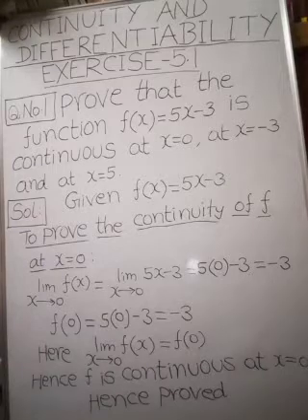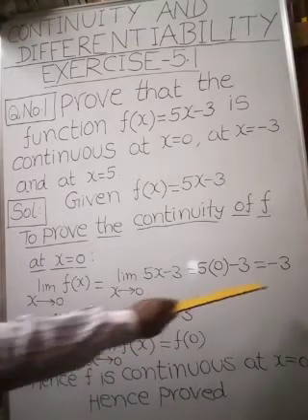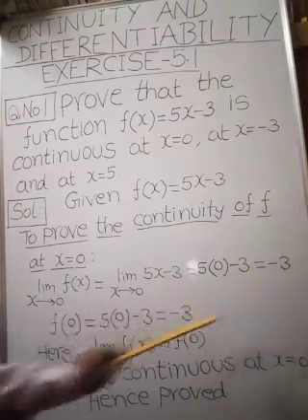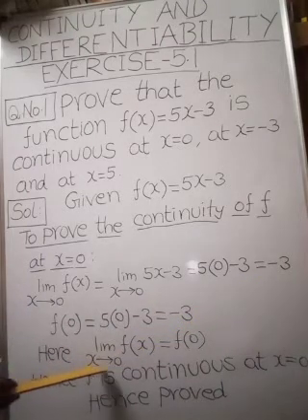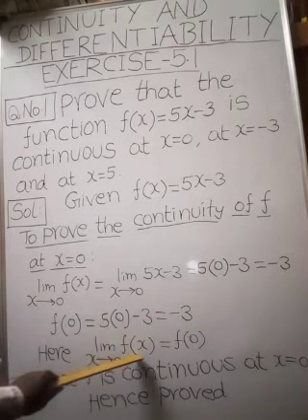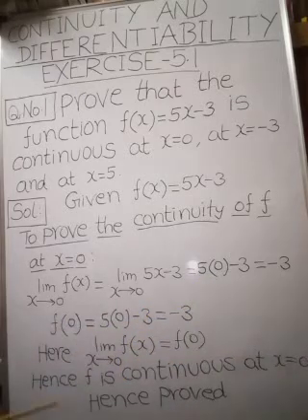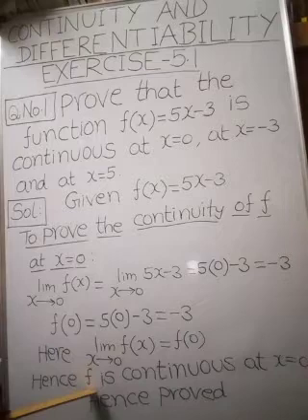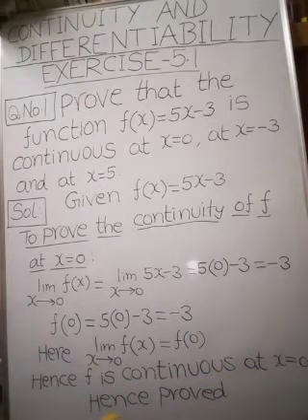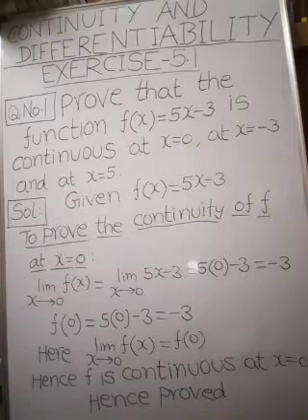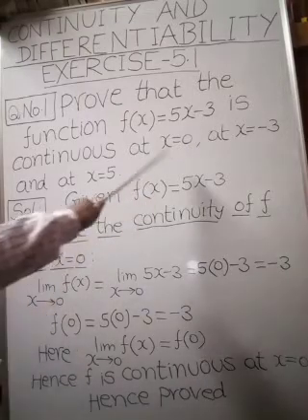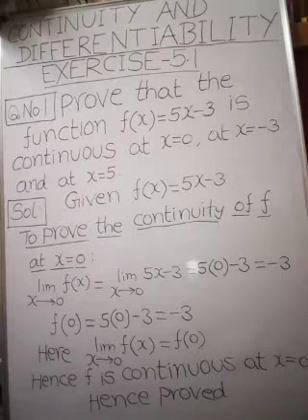Understood this step my dear children? Right. Now if we observe, these two values are equal: as x tends to 0, limit f of x is equal to f of 0. Both values are equal. Hence f is said to be continuous at x is equal to 0. Hence proved. Understood my dear children? So the first part of the question is over.